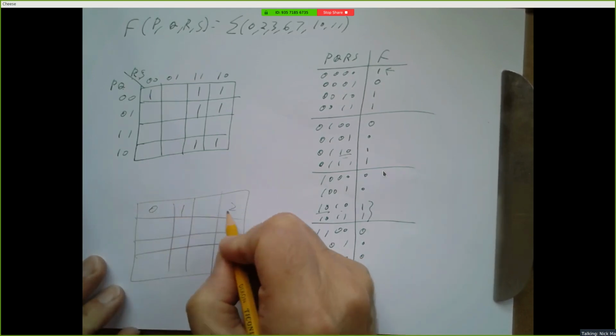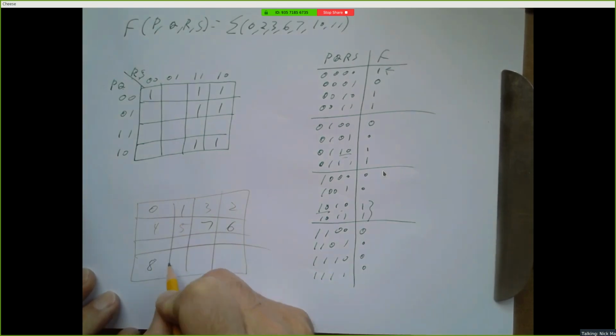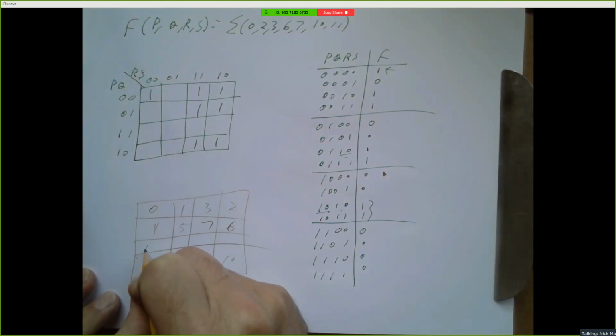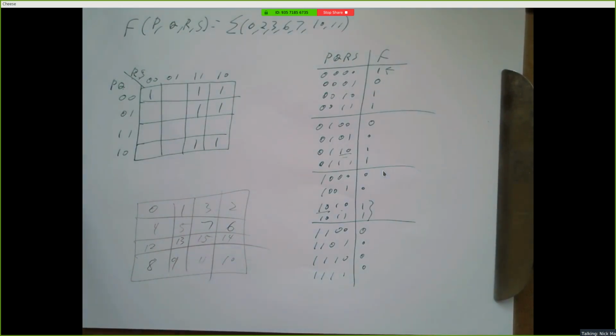0, 1, 2, 3, 4, 5, 6, 7, 8, 9, 10, 11, 12, 13, 14, 15.